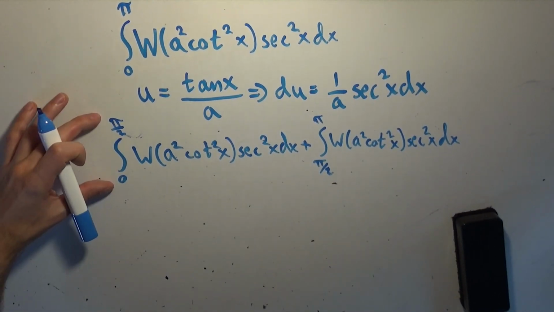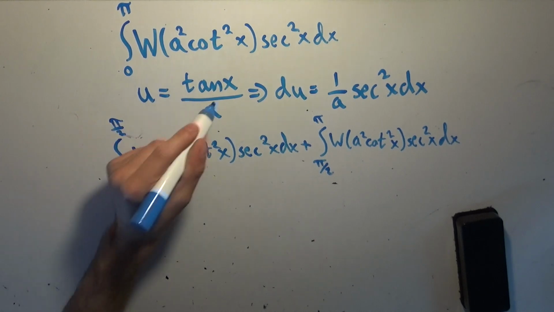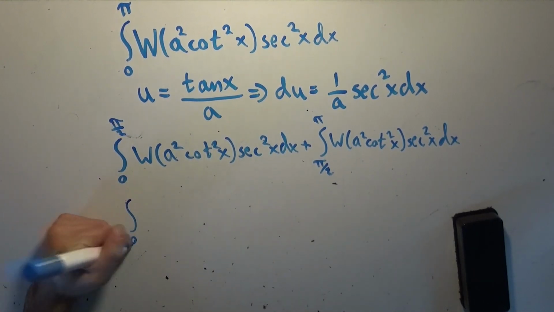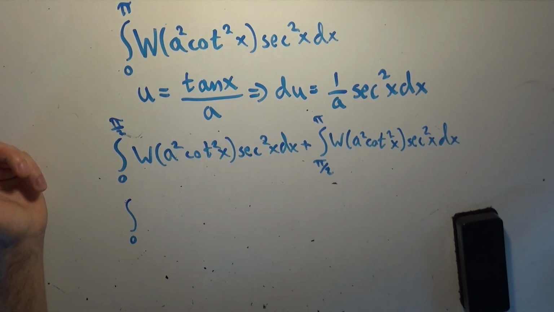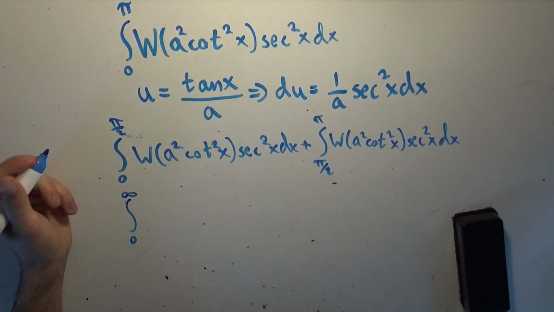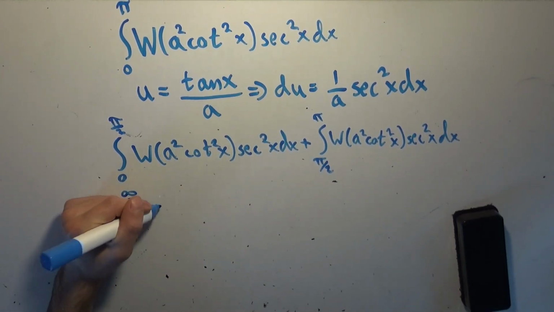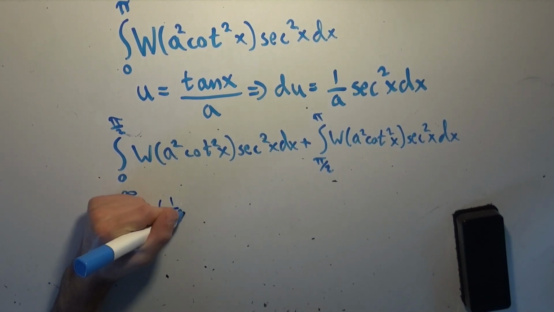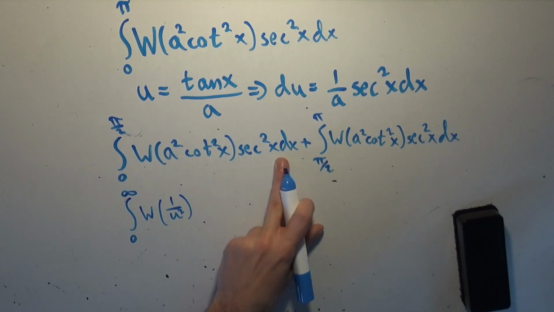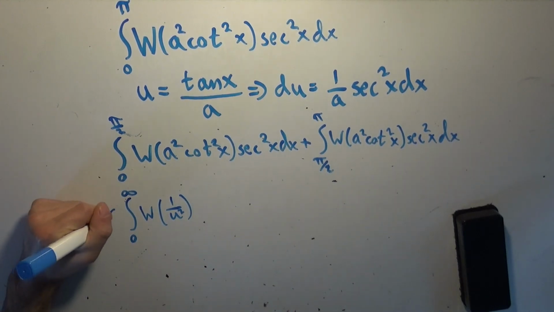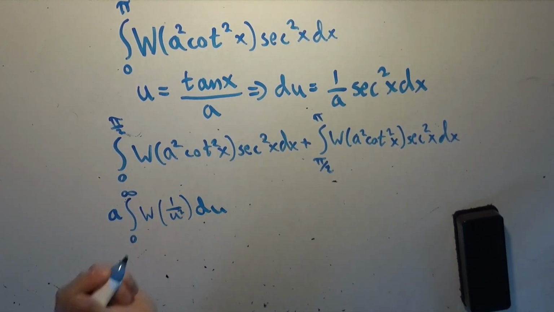So when we plug stuff into here, u is going to be 0 at 0, so that lower bound's not going to change, but at pi over 2, tangent of x is infinitely large, so we'll be going to infinity there. And now we're going to have W of 1 over u squared, and a times du is secant squared of x dx. So the a is going to come out the front, and we have a du right here.